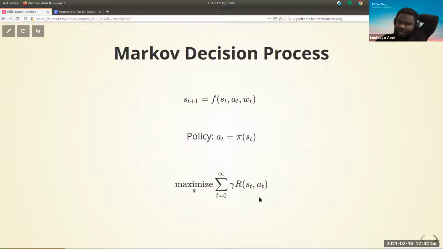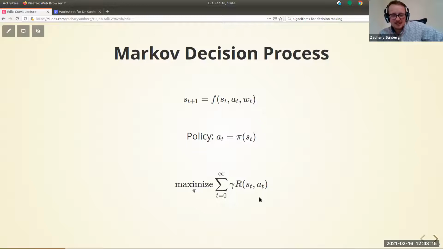Question about gamma. Is gamma less than 1? Yes, gamma is less than 1. I don't know what the implications of a gamma greater than 1 would be. I mean, your objective would be infinite in that case. It would be kind of an ill-posed problem.